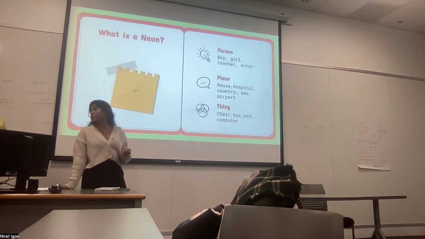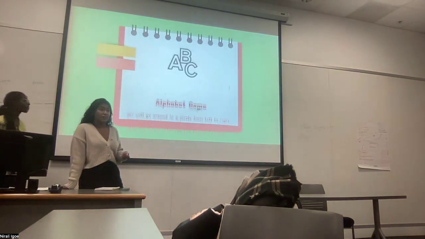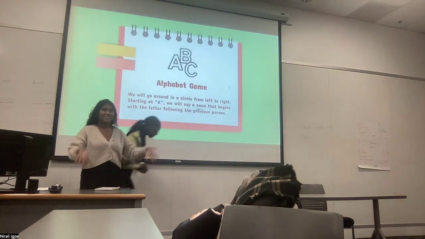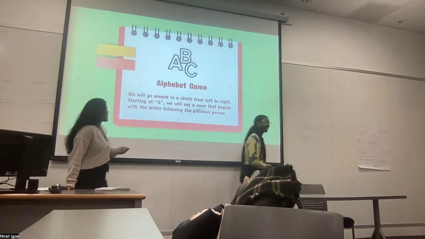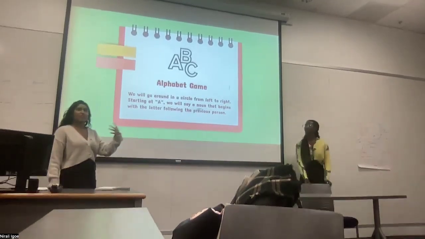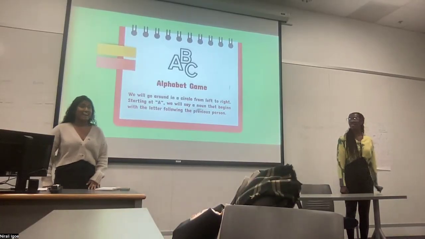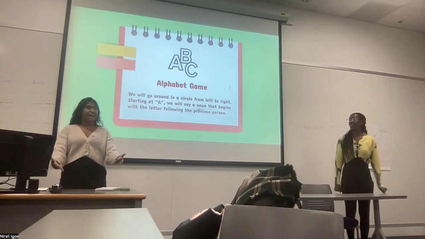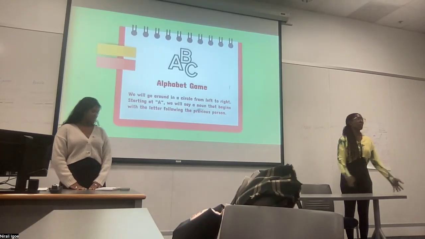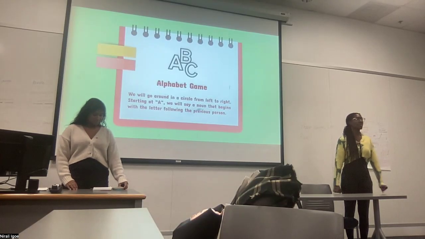So, to get our brains moving, we are going to start with a little activity. Everybody stand up. We're going to do an alphabet game. We're going to go in a circle, starting from A all the way to Z. We're just going to say a noun. I'm going to start off. A for animal. B for bear. C for cat. D for dog.